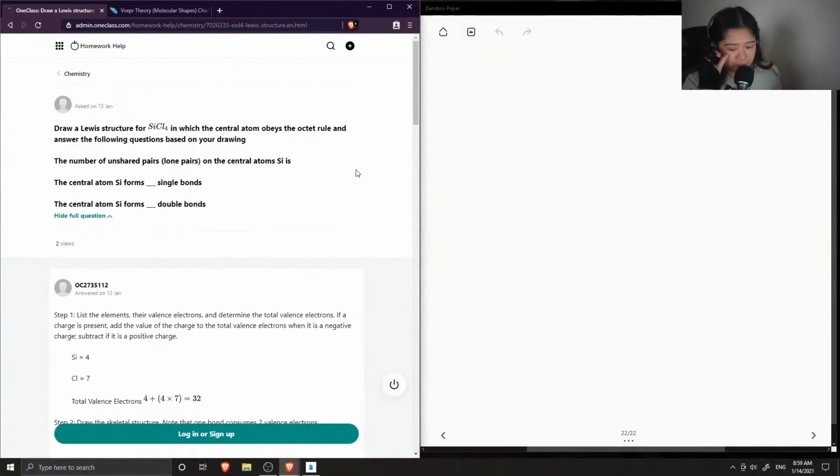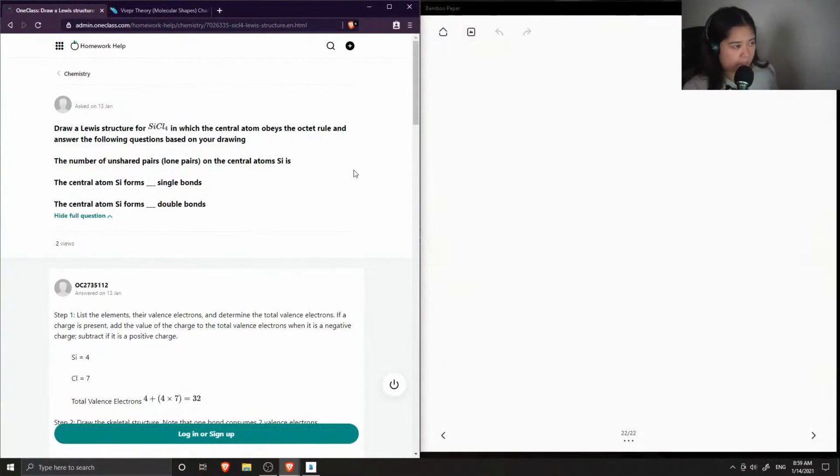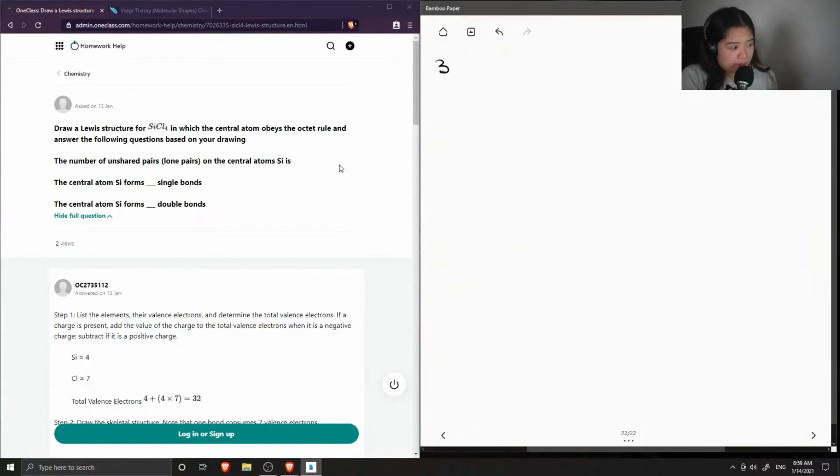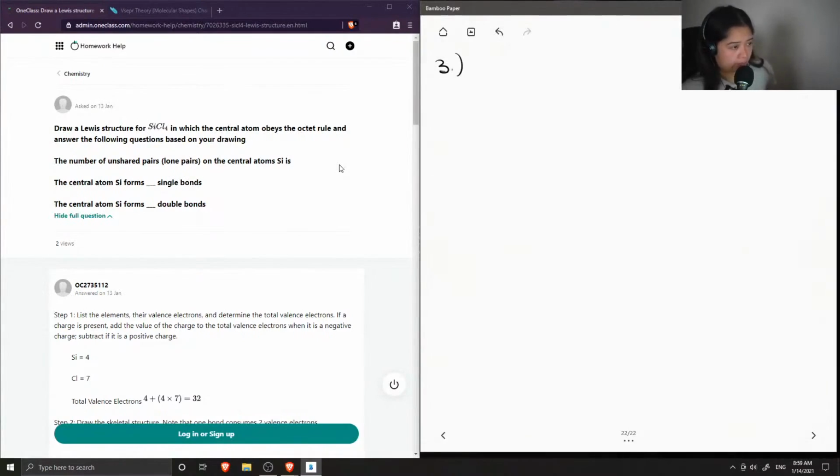Okay, so question 3 is a multi-step question. First we need to draw the Lewis structure for silicon tetrachloride, in which the central atom obeys the octet rule, and answer the following questions based on your drawing. What's the number of unshared pairs on the central atom? The central atom forms this many bonds and this many double bonds. So we just need to fill in the blanks.